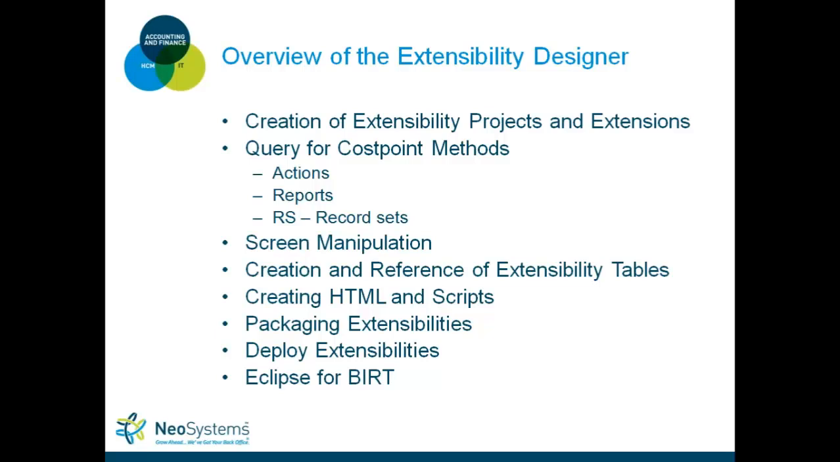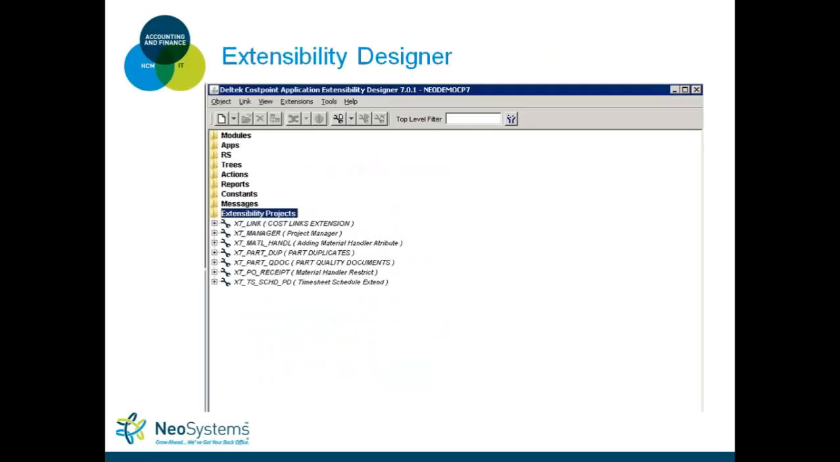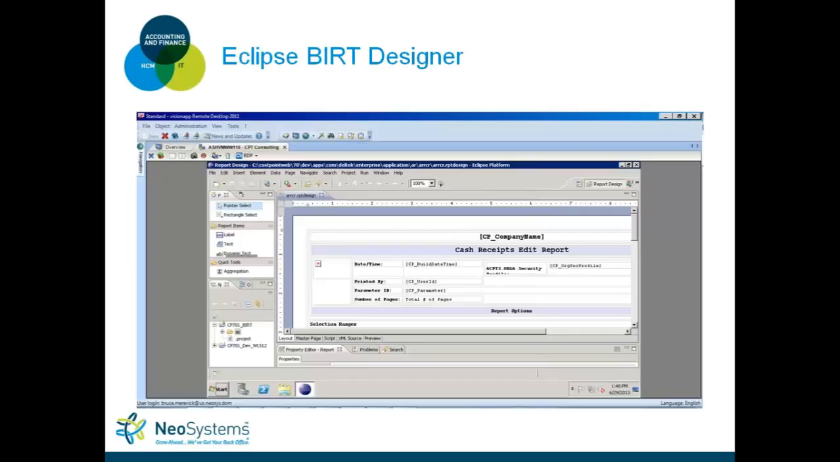We'll look at the fact that you'll be creating and referencing new extensibility tables. These tables are where the data will be stored that has the specific extensibility data that's not in the core Deltek. And then we'll look at creating the HTML and the scripts so that you're prepped for doing the packaging step, and then after that the deployment. And then we'll take a quick look at Eclipse for BERT. We'll look at a BERT report. Here's a quick screenshot of the designer, and we'll see more of this in the demo. And here's a quick screenshot of the Eclipse BERT tool.